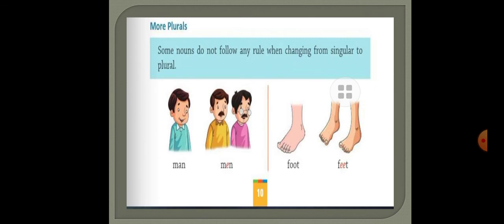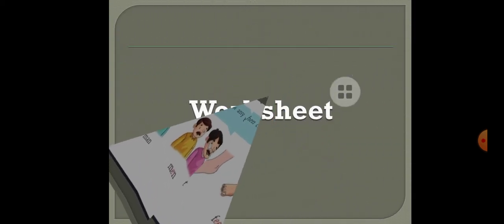And the next rule is, children, some nouns do not follow any rules when changing from singular to plural, like man. We have to change the a, man to men. In the plural, we have to change one vowel to another vowel, like man, men. Foot, F double o, t. Feet, F double e, t.